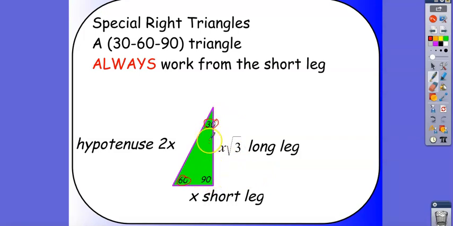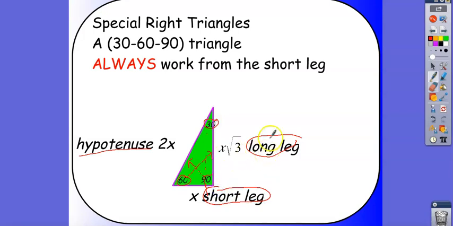Now, if you have a 30, 60, 90, we have what you call a short leg, a long leg, and a hypotenuse. I know the hypotenuse is always straight across from the 90-degree angle. Okay, straight across from the 90. I know if I go straight across from the 60, I get a long leg. Why? Because I'm opening up that angle and it makes it a longer leg than the 30. If I go straight across from the 30, I end up with a short leg. And we always work from the short leg.